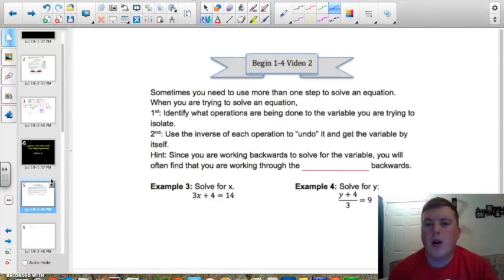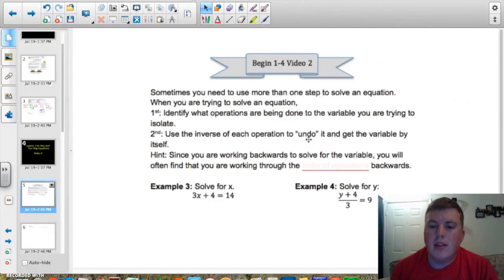The important part when you have more than one step, though, is to figure out which one you need to undo first. And we'll give you a hint. Since you are working backwards to solve for the variable, you're using inverses to undo things. You will want to work through the order of operations backwards.